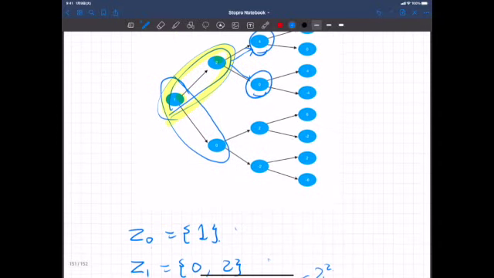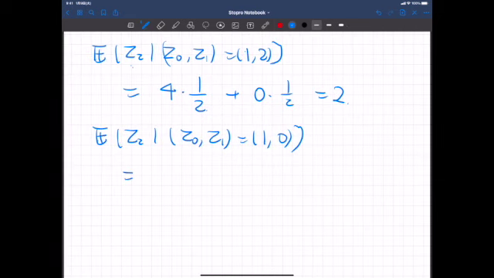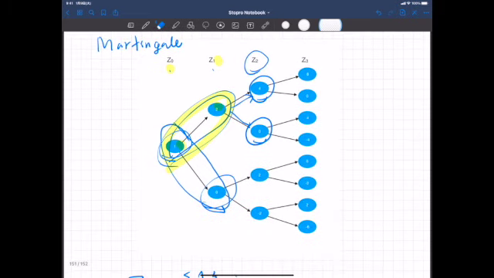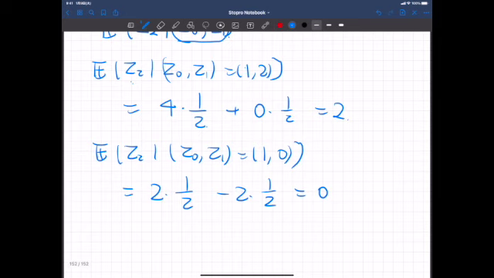Okay, so that is 1 and 0. And for this one, the possible values for z2 are 2 and negative 2. So 2 happens with probability 1/2, and negative 2 happens with probability 1/2. And the result is 0. These two are the only possibilities for z2.